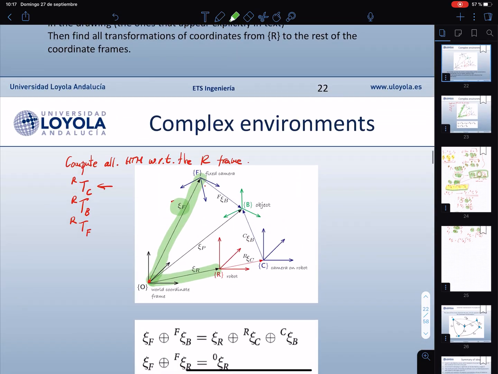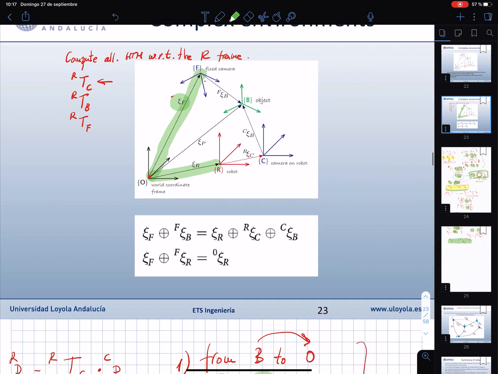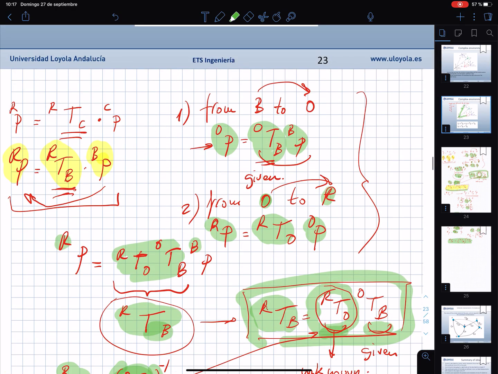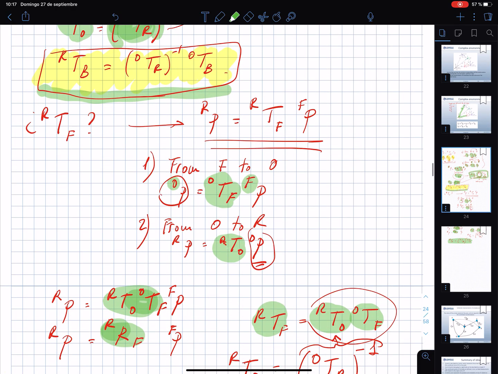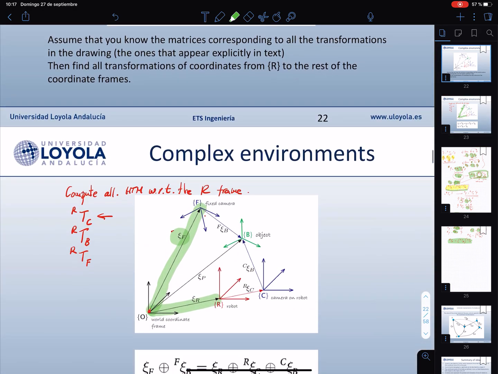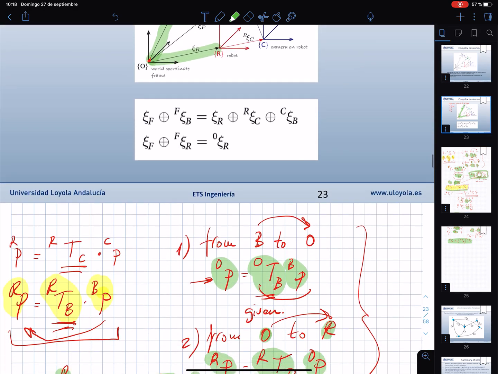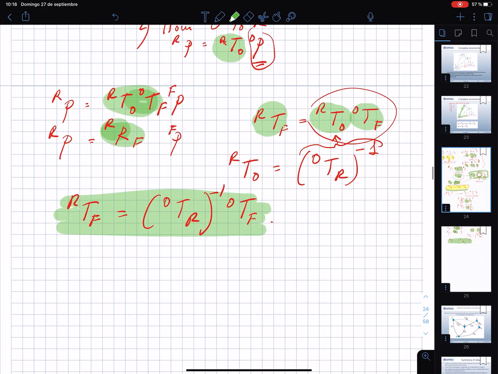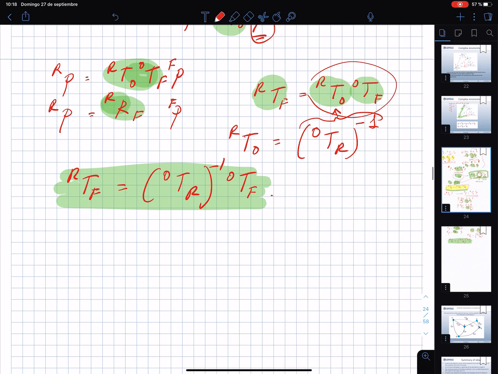Well, the third case is computing RTF and RTC, which we had already done. So we have done all of them. Some comments.